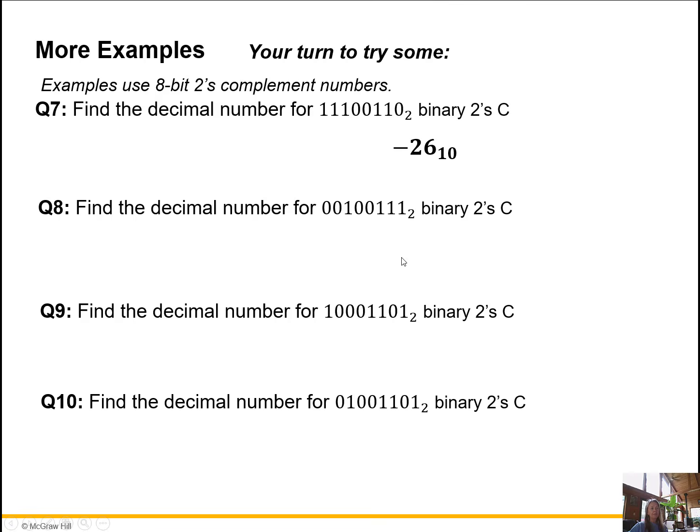Pause the video here and make sure that you have your work shown to show me that you can successfully do these problems for your quiz. I'll go ahead and give you your answers. I want you to make sure that you can do these because it's very important.